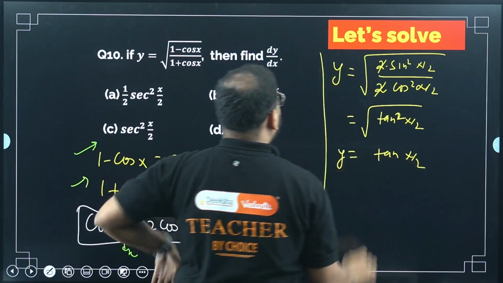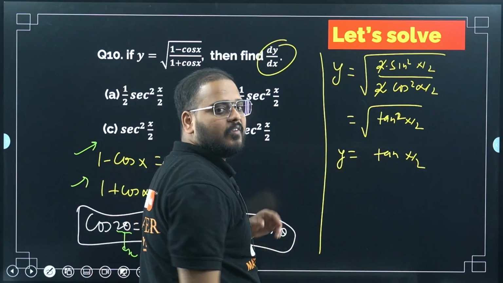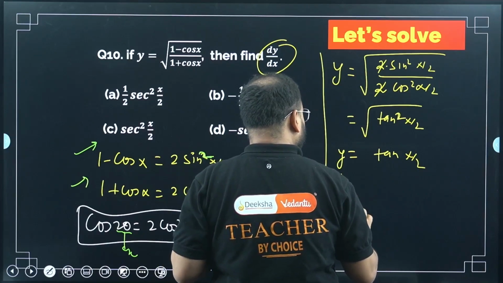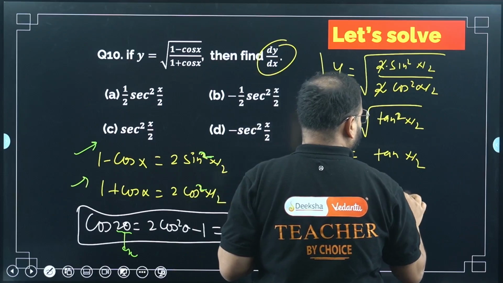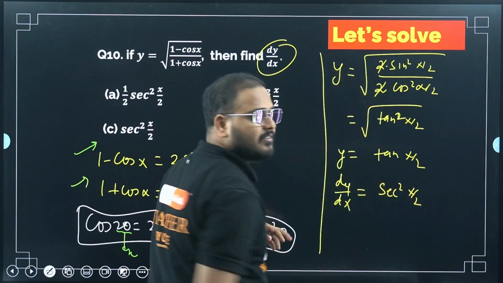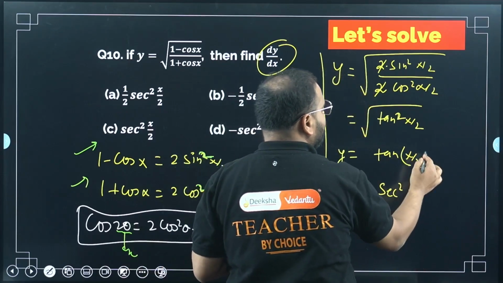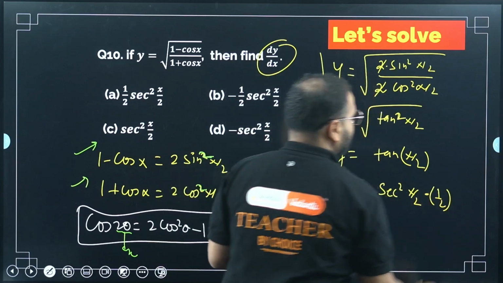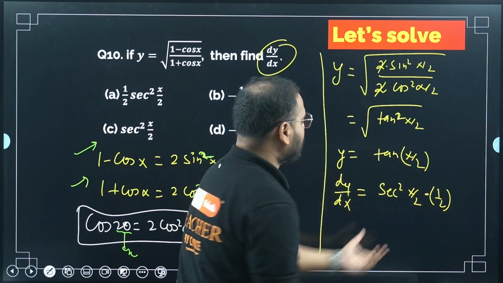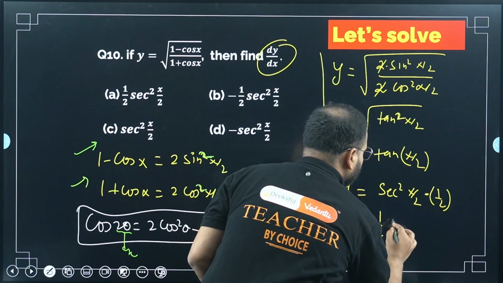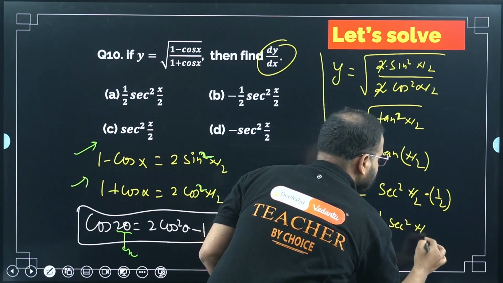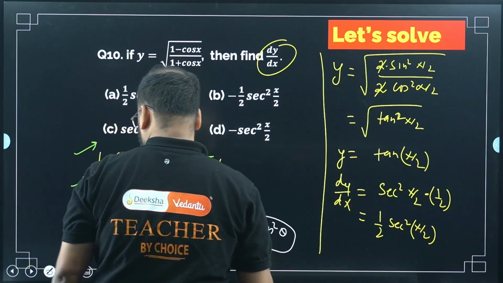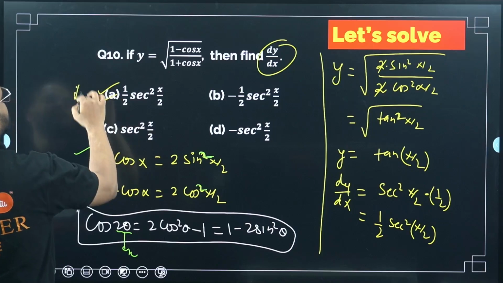This is my y. I want to find the value of dy by dx. What am I going to get? Please check. dy by dx will be simply sec square x by 2. Tan differentiation is sec square, and then we have to do the chain rule for the x by 2. Simply it will be 1 by 2. Correct? Because for x it will be 1 and 2 is a constant, so 1 by 2. So I'm going to get 1 by 2 sec square x by 2. Any option like this? Yes, sir. Option A is my correct answer.